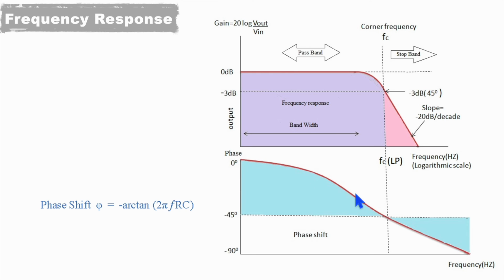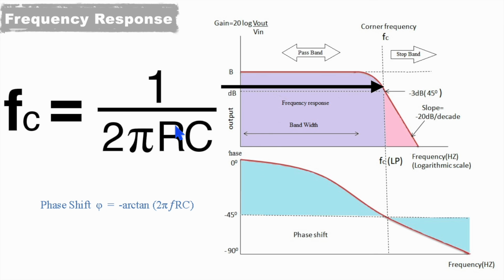and as the frequency increases, the phase shift will also increase in the reverse direction. At the cutoff frequency, fc equals 1 divided by 2 pi RC, and if you replace it here, it will come minus tan inverse 1. Tan inverse 1 is 45 degrees, so here the phase shift will be minus 45 degrees. And for very high frequency, let's say infinity, in that case it will be tan inverse infinity, which is 90 degrees. So the phase shift phi will be minus 90 degrees.